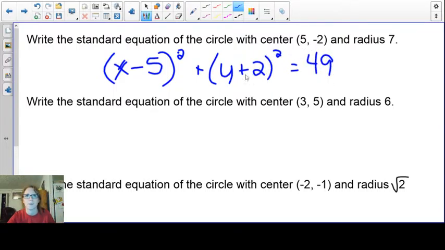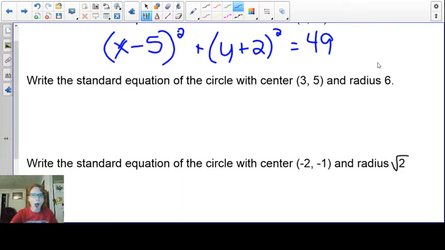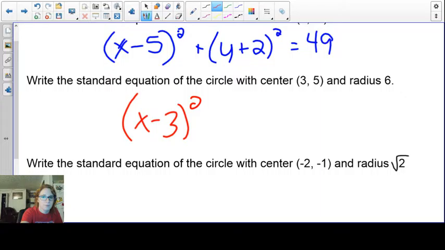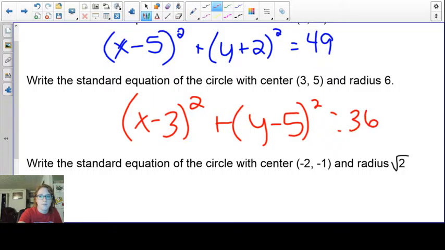Since my 2 is negative here, it has to become positive. And the square, 7 squared is 49. The standard equation of a circle through center 3, 5: I have x minus 3 squared plus y minus 5 squared equals 36.